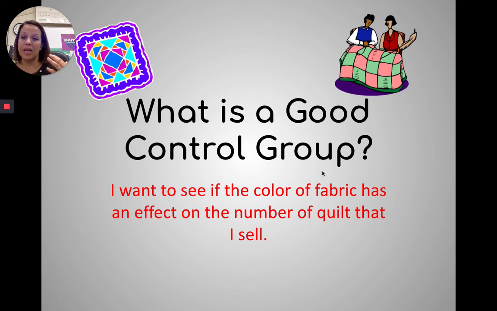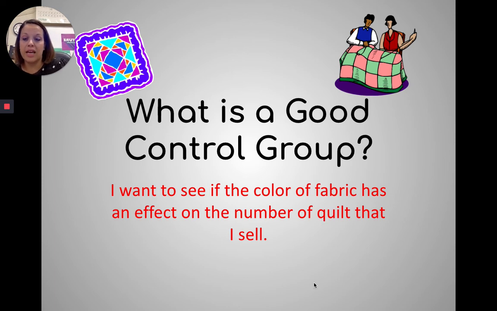Okay, so I can make a quilt, I could say with no color, but does that really make sense? So I could say a quilt that is just gray or just plain white. And then I could compare if the brighter colors are what actually make the quilts sell. So that's an example of a control group.